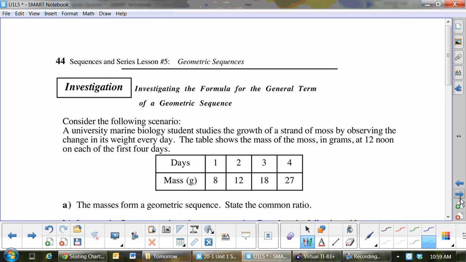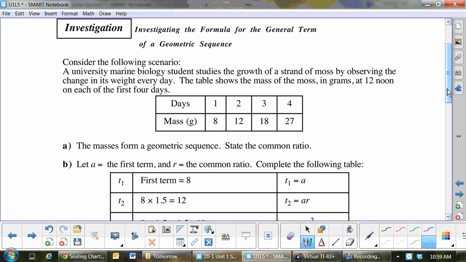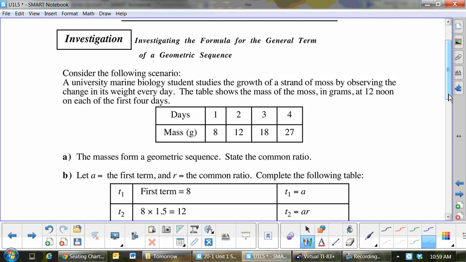Now, let's look at this. A University of Marine Biology is studying the growth of a strand of moss, and they're finding that on day 1, it weighs 8 grams. On day 2, it weighs 12. On day 3, it's 18. On day 4, it's 27. Now, is that geometric or arithmetic?